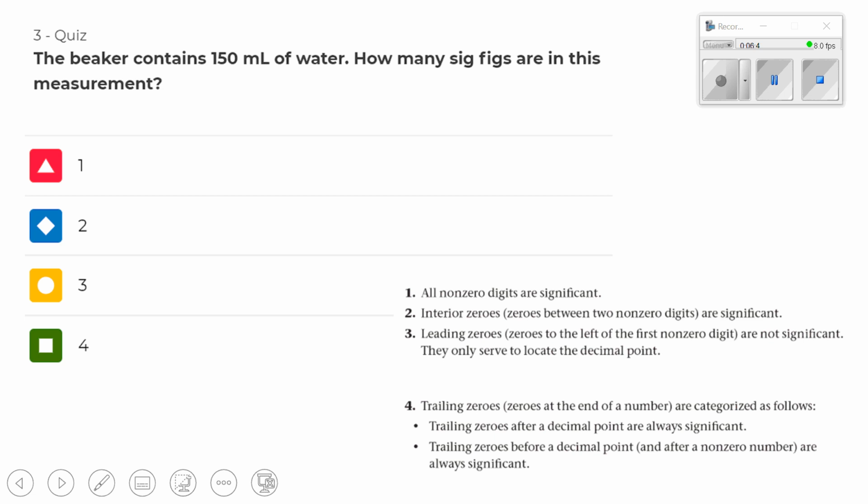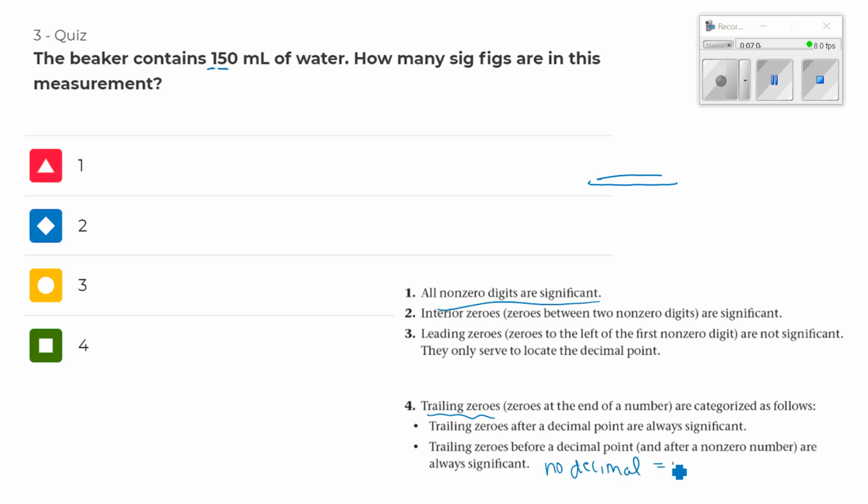Okay, this one. A beaker contains 150 milliliters of water. How many sig figs are in this measurement? Again, all your non-zero digits are significant, so the 1 and the 5 are significant. And here we have a trailing 0, but there is no decimal. So with trailing zeros, if there is no decimal, they are not significant. So this 0 is not significant, and this number only has 2 sig figs in it.